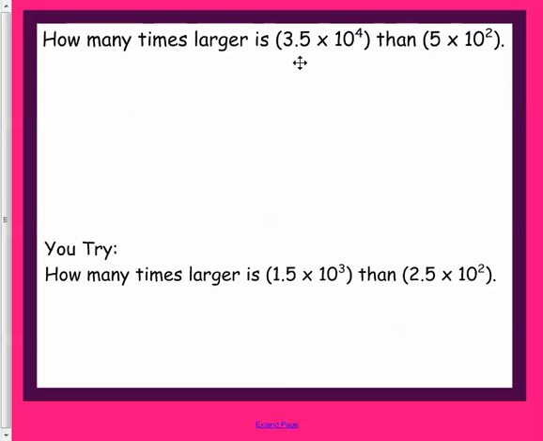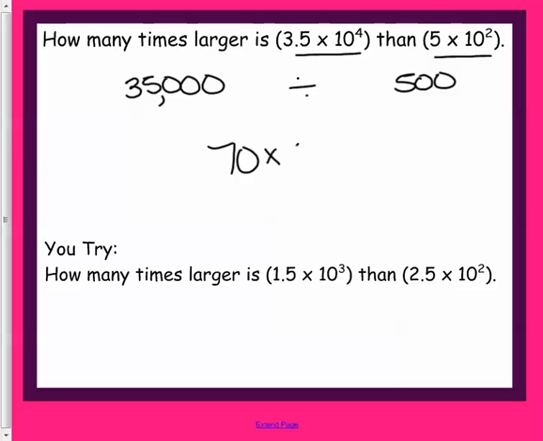How many times larger is this number than this number? Let's take a look at this. If we actually write it in standard form, 3 and 5/10, and we would need 3 more zeros behind it, versus 500. So how do we figure out how many times larger it is than the other? We're going to divide. So if we take 35,000 and we divide it by 500, we get 70. So it is 70 times bigger.